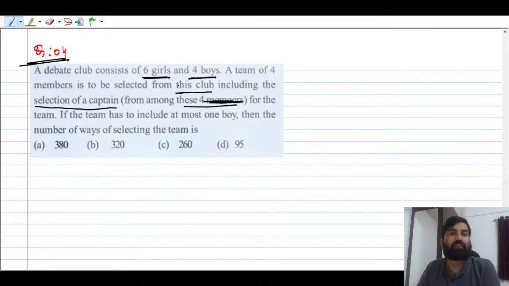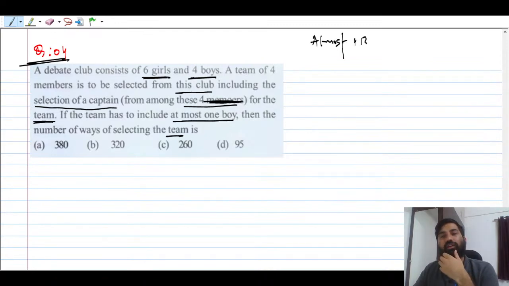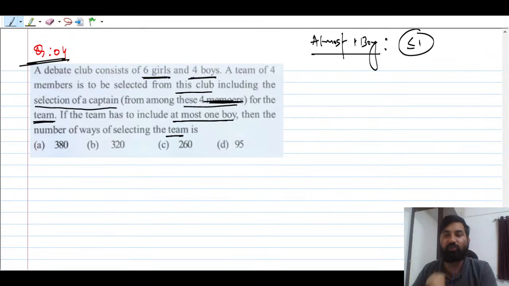Okay. Remember, for the team, if the team has to include at most 1 boy, then number of ways of selecting the team is what? At most 1 boy. At most 1 boy. मतलब क्या है? It means less than or equal to 1, you can say 0 or 1. ठीक है? 0 or 1.